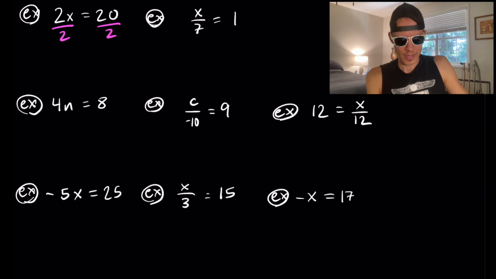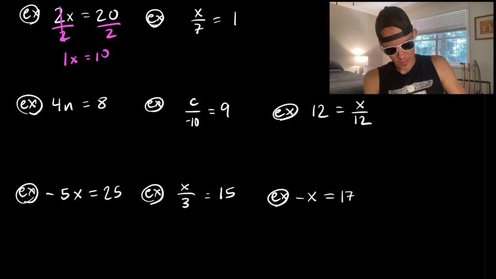Whatever I do to one side, I got to do to the other side. These 2's are going to cancel out. So 2 divided by 2 is 1. So we'll have 1x equals 20 divided by 2 is 10. And remember, I don't need to write, and I really shouldn't because you just don't see it, don't write 1 if that's your coefficient. You can just write it as x is equal to 10.